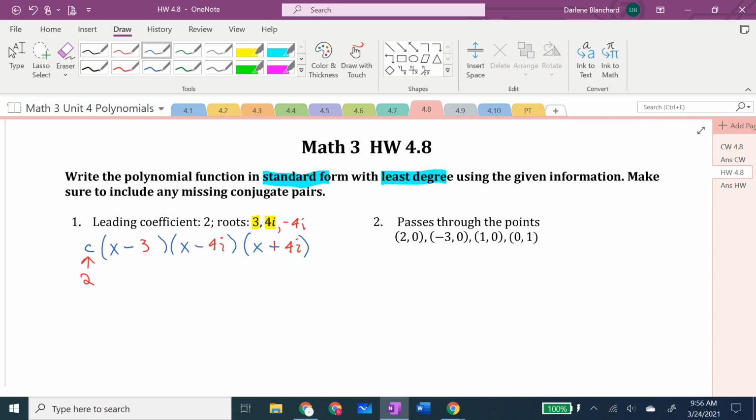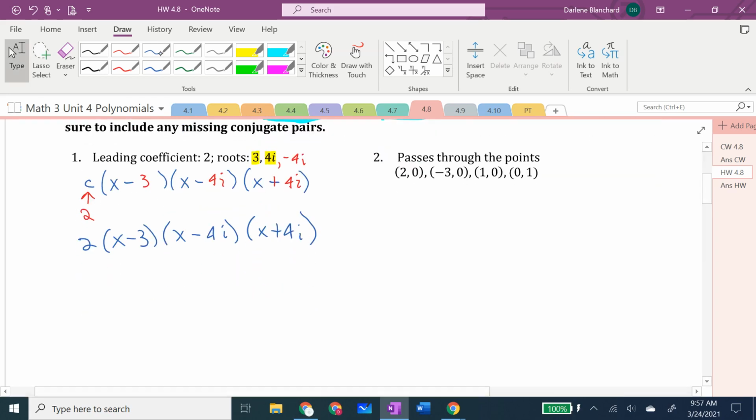And then we're going to take a look at what we have. We have 2 times x minus 3, x minus 4i, and x plus 4i. Now, let me tell you that if you know what you're going to get when you multiply conjugates, you can save time. I'm going to do the full multiplication and then talk to you about how you can save time in the future if you so desire.